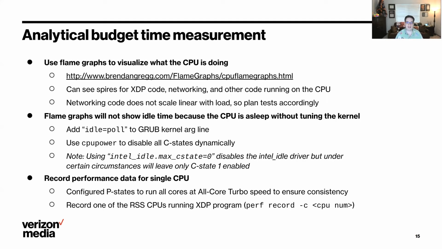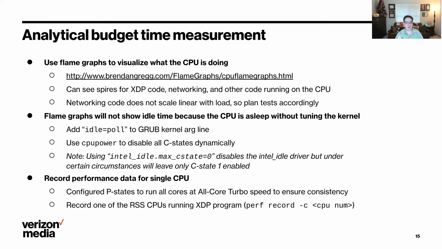So first, the analytical budget time measurement relies on repurposing flame graphs to visualize what the CPU is doing. The goal is to be able to see spires for various parts of the system, such as the XDP code execution, the network and driver code, or network and API code, and also if there's any other code running on the CPU.